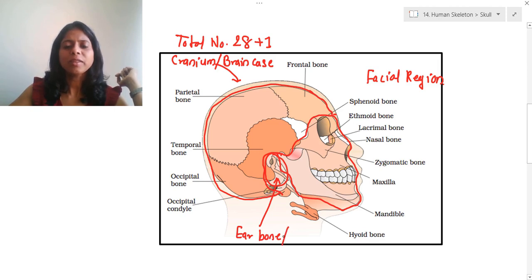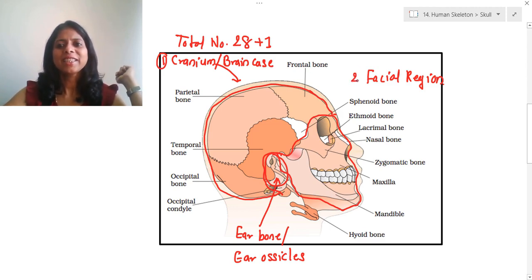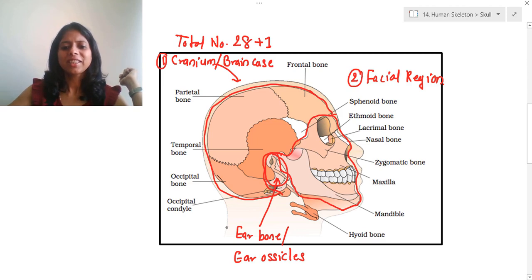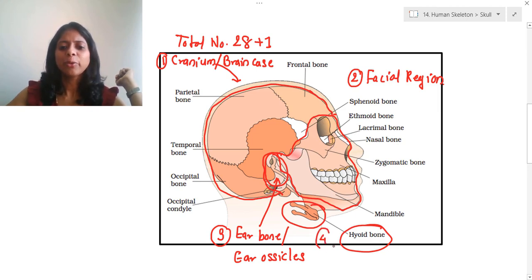Basically ear bones are not called ear bones. Generally they are called ear ossicles. This will be the third region. See, the first region is the cranial region, or it is also called the brain case. The second region is the facial region. The third region is the ear ossicles, and the fourth region is only this bone called the hyoid bone, or the hyoid region.